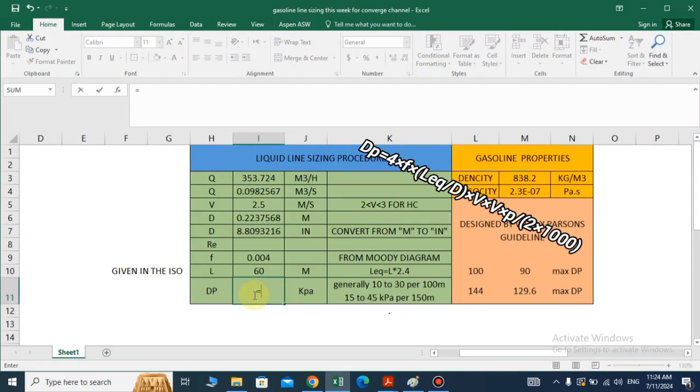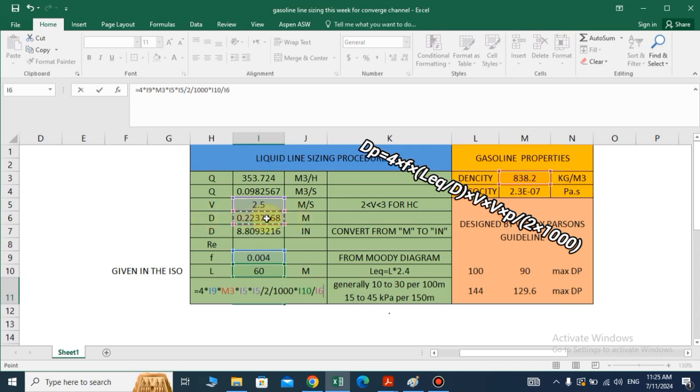Just press equal. We have 4 multiplied by the frictional factor, again multiply this by the density of our fluid, again multiply this number by the velocity, which is this cell, and again velocity, divide this by 2, divide this by 1000 to turn it from Pascal into kPa or kilopascal, and again multiply this number by L, which is the length of our pipe, and divide this by the internal diameter of the pipe.